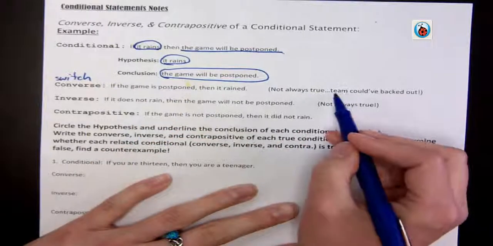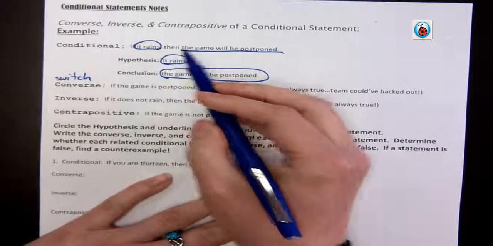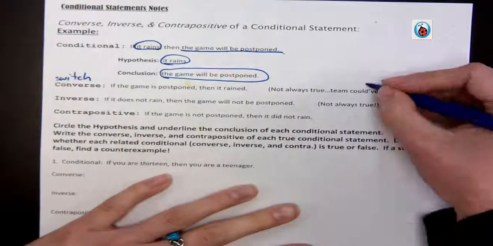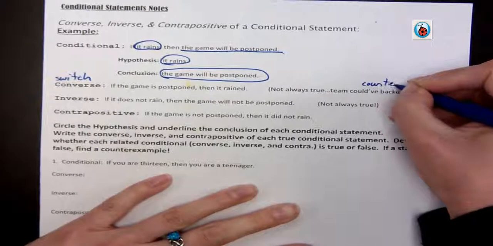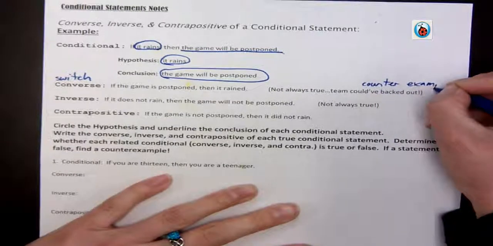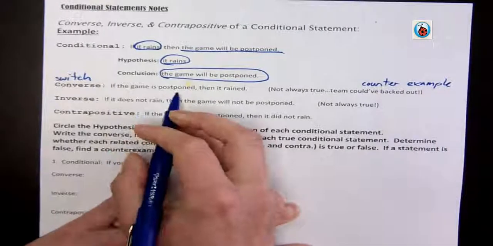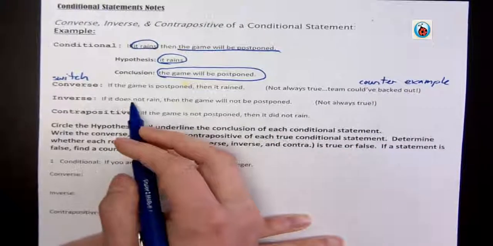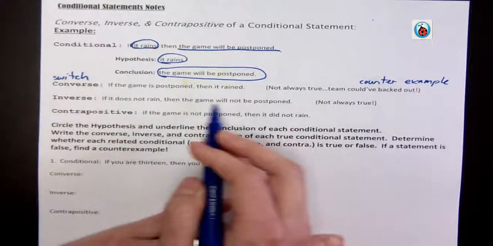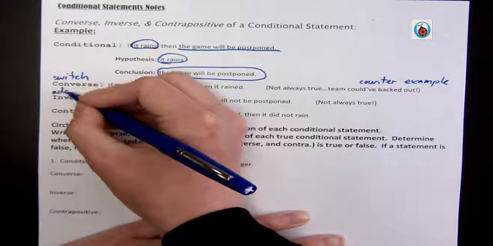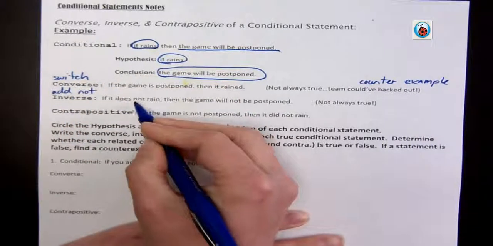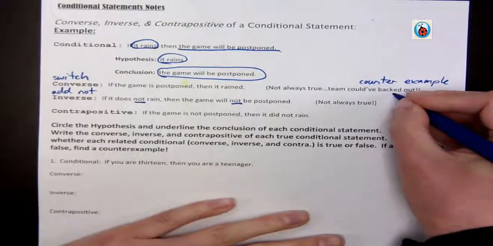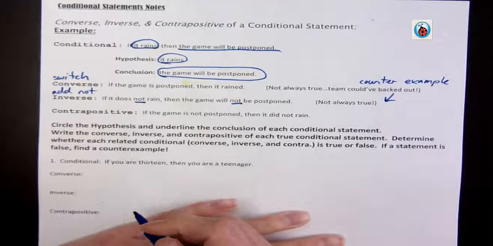And it's not always true. Assuming this is true, if it rains then the game will be postponed, then this couldn't always be true. This would be our counterexample. If the game is postponed, well, the other team could have backed out. Okay? If it does not rain, then the game will not be postponed. So this is where we add not. We add it to both parts. And again, it's not always true. We can have that same counterexample.